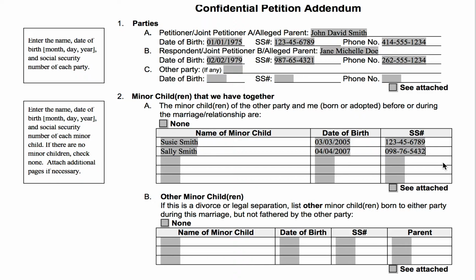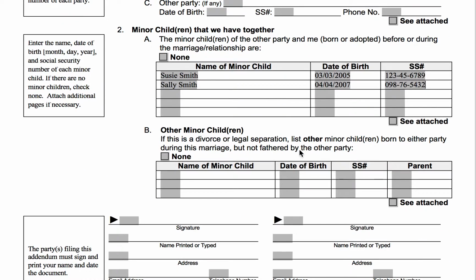But at least here in Milwaukee, people tend to be able to file if they can't get one of the socials for some reason. This last section is wanting other minor children. So as you'll recall from the petition, other minor children are children who were born during the marriage that are not yours together. So if you haven't been together for a while and you have a child that isn't your spouse's, you're going to include that child here.